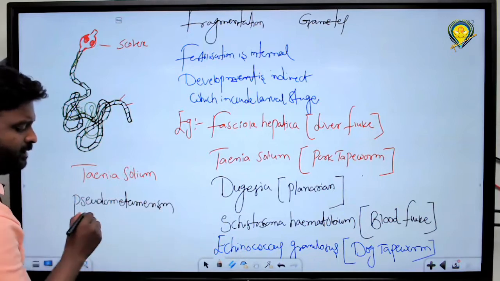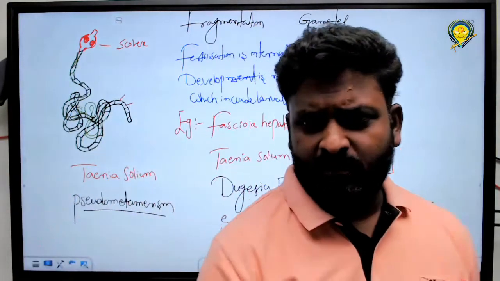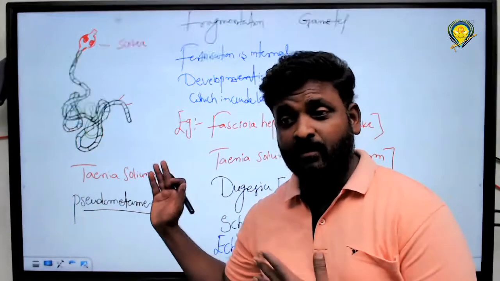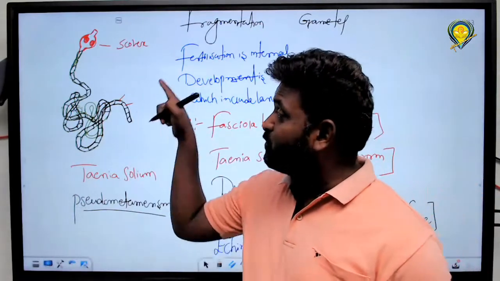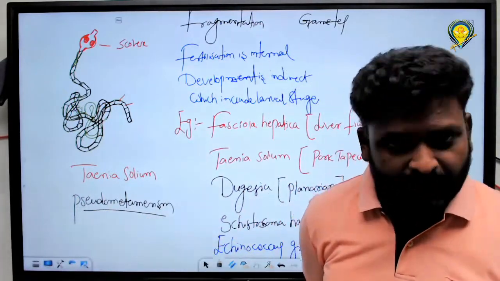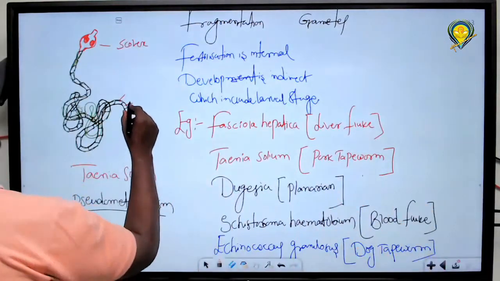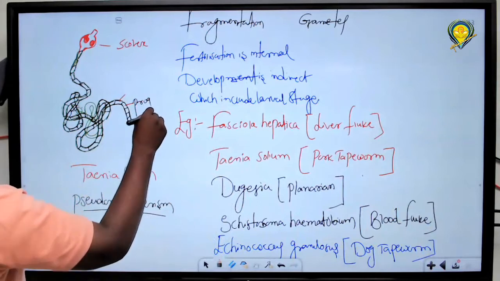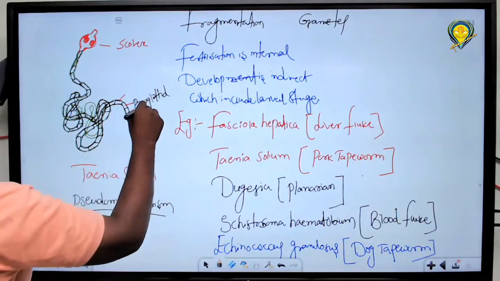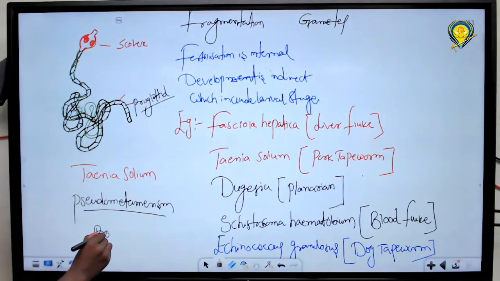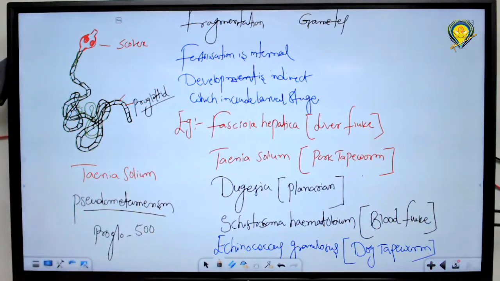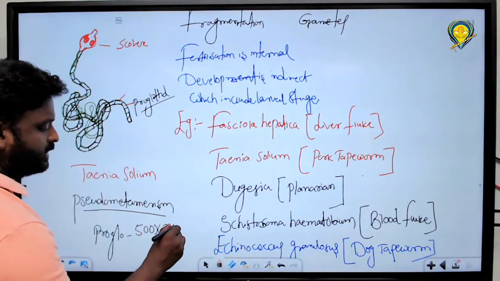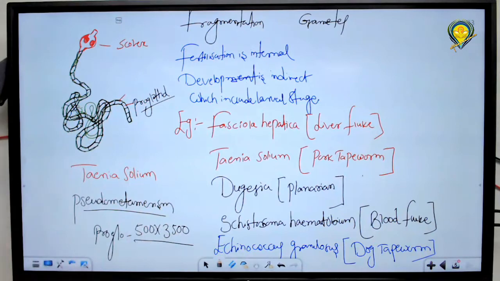Is it a segmented animal or non-segmented animal? Non-segmented. Then how about the segments here? It is just parts that look like segments, but it's not segments. As it is false segmentation, it is called as what? Pseudo metamerism, right? And what exactly are the boxes here? Each one is called as what? Proglottid. Proglottids. You have to know one thing. There are almost 500 proglottids. How many? 500. And each one is producing almost 3,500 eggs. How many?